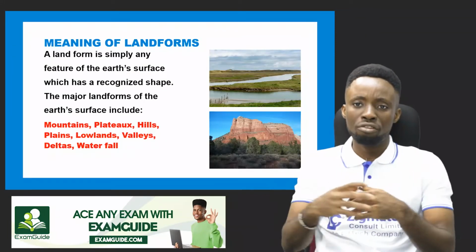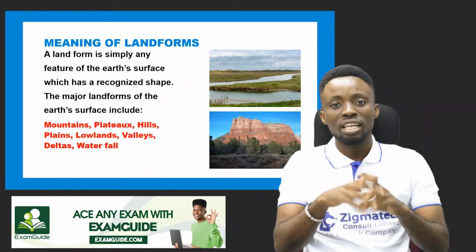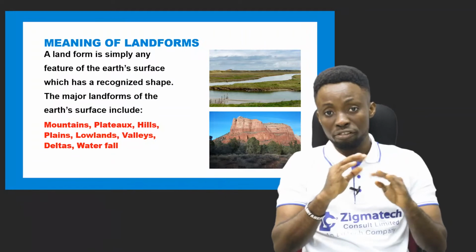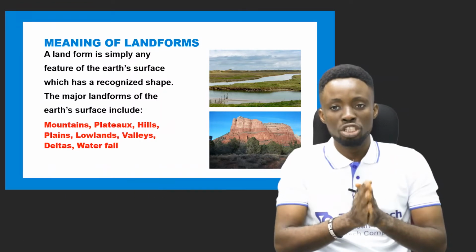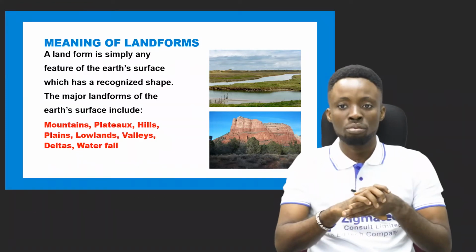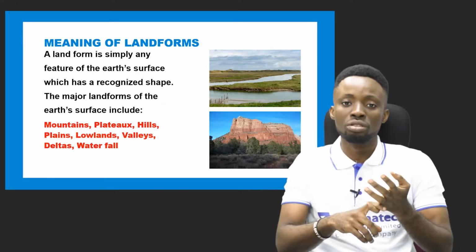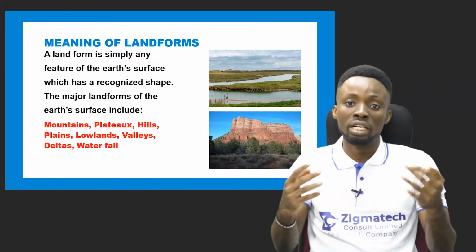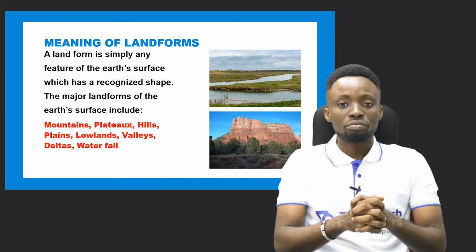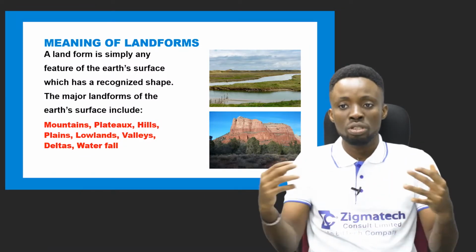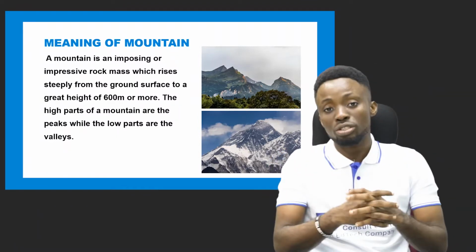So what are landforms? A landform is simply any feature of the Earth's surface that has a recognized shape. Any feature that you see in your external environment with a recognizable shape is simply referred to as a landform. And examples of landforms include the mountains, the plateaus, the hills, the valleys, the lowlands, the waterfalls, and the deltas. So these are the different landforms that we can see in our physical environment. Now let's look at one of the landforms we have for today, which is called mountain.